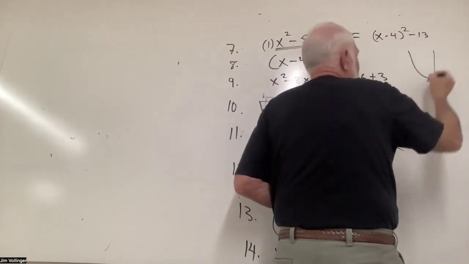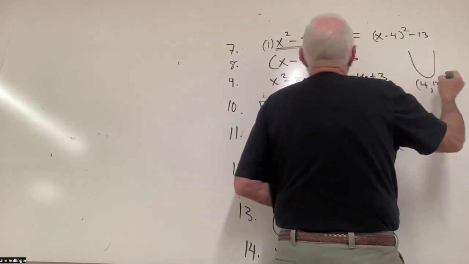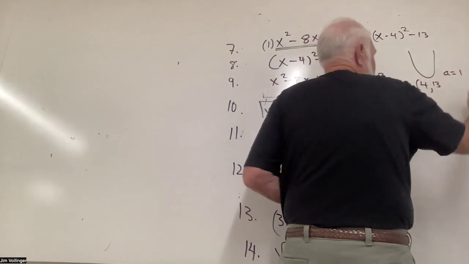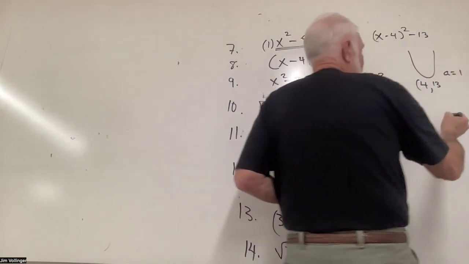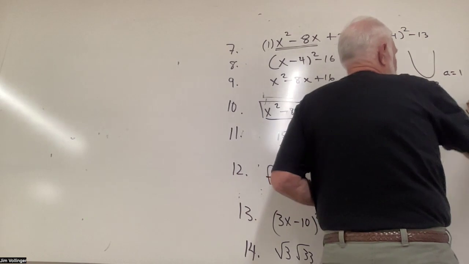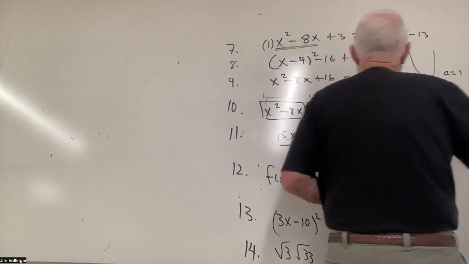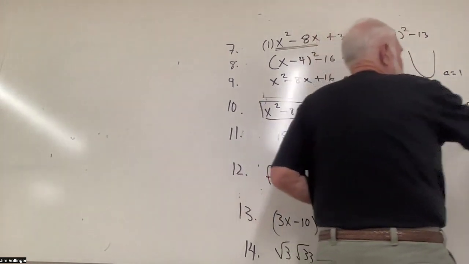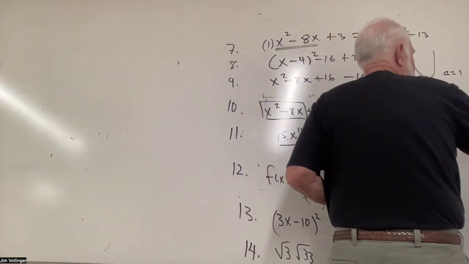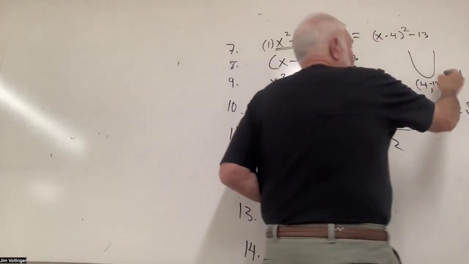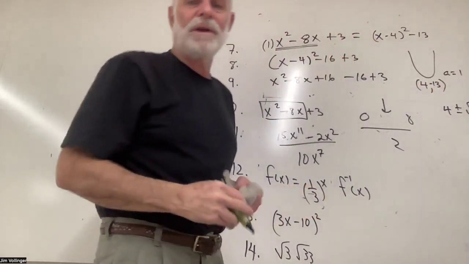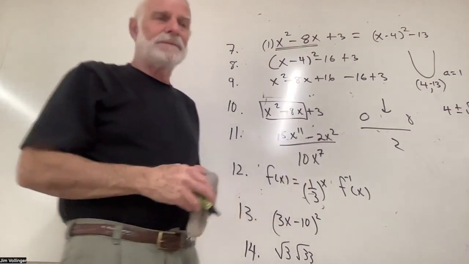Now I can see the vertex: 4, negative 13. I know I got an a value of 1. I got the roots, immediate roots here. I've got 4 plus or minus the square root of 13 divided by 1. Imaginary? Was it negative? Oh, it's negative 13, so it's not imaginary. Okay. So once we get good at completing the square, we can do tons of different types of problems.